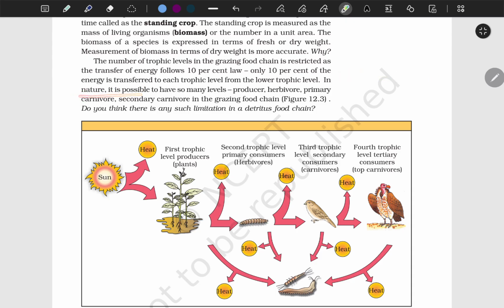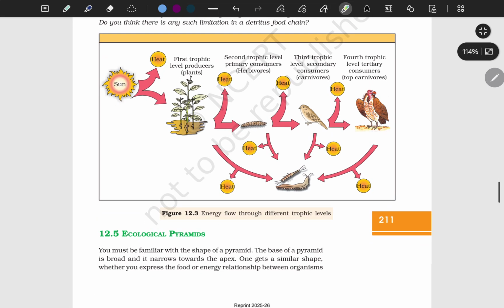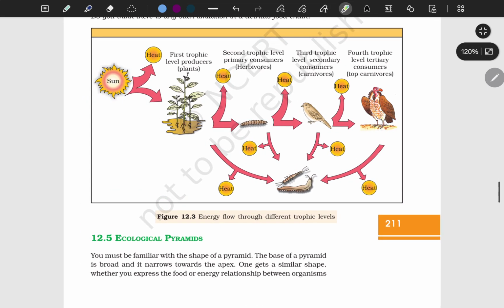And in nature, it is possible to have many levels in the grazing food chain: producers, herbivores, primary carnivores, secondary carnivores. So let's see the energy flow through different trophic levels. This is the sun, the primary source of energy for all the food chains, except the deep hydrothermal vents. The sun serves as the energy source for every organism.